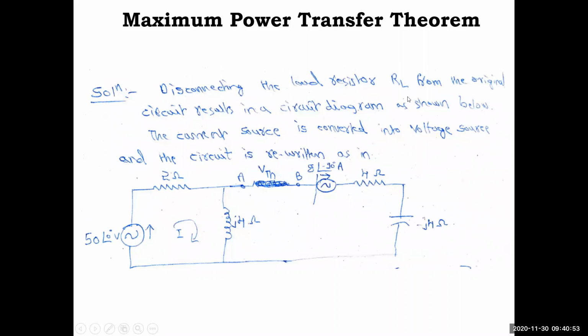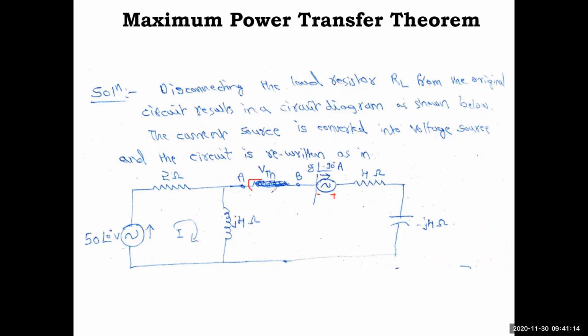Disconnecting the load resistor RL from the original circuit results in a circuit diagram as shown below, and the current source is converted into a voltage source, and the circuit is rewritten as shown. So this is minus plus, now 4 ohm, J4 ohm. All these things are there.